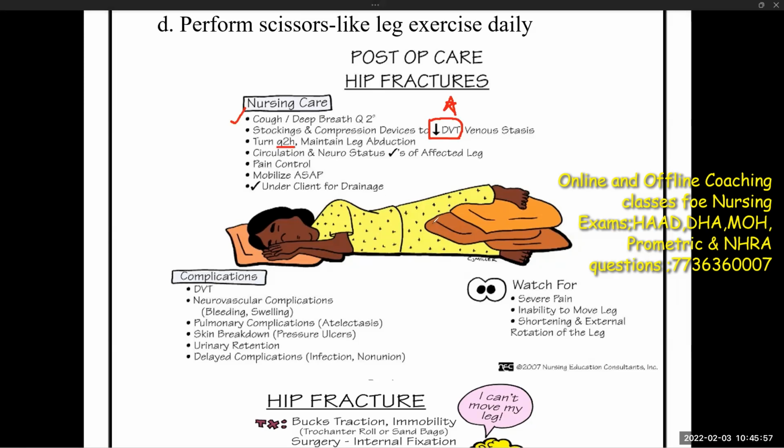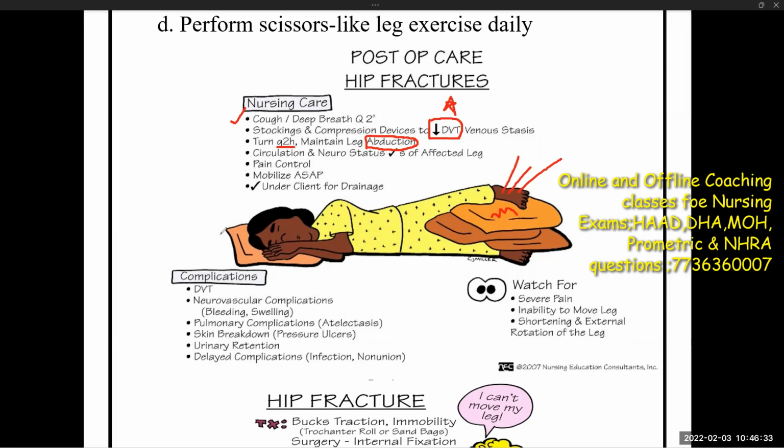But while changing or turning the position, you need to use an abduction pillow. Okay, so leg abduction is very important. What is abduction? Keeping away. Okay, and neurovascular status needs to be assessed. How do we assess neurovascular status? You have to assess the temperature, pulse, and color. Three things: temperature, pulse, and color of lower extremities. Pain to be controlled and mobilized as early as possible. Okay, so that is nursing care.